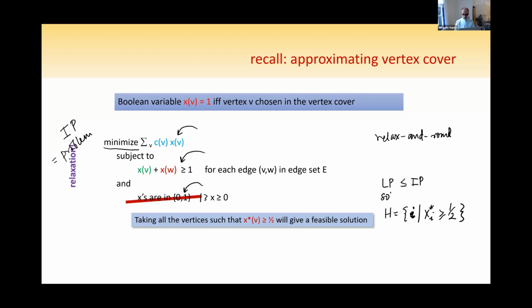So solve LP. And now I say, well, pick all the vertices whose value is at least 1/2. This is going to be a feasible solution. Why? Because for every edge, one of the two endpoints must be at least 1/2. That's it. So the fact is, H is feasible.